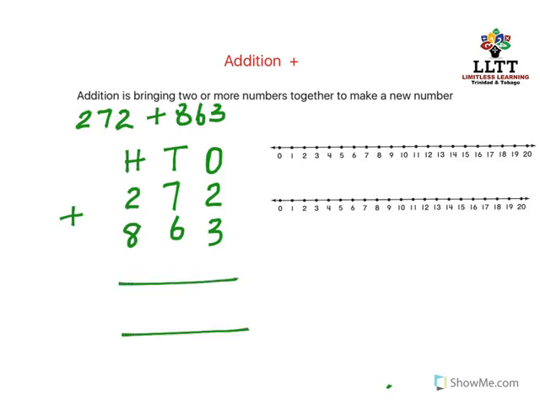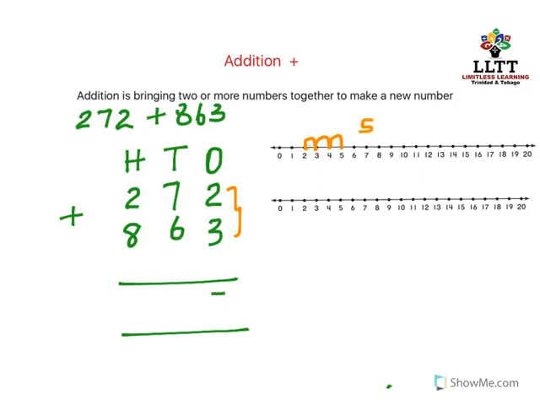So I'm going to start with my ones first. So that's 2 plus 3. I'm going to put a yellow dot at 2, and I'm moving 3 places to the right. That's 1, 2, 3. So 2 plus 3 is 5. So I'm going to put 5. That's 5 ones.